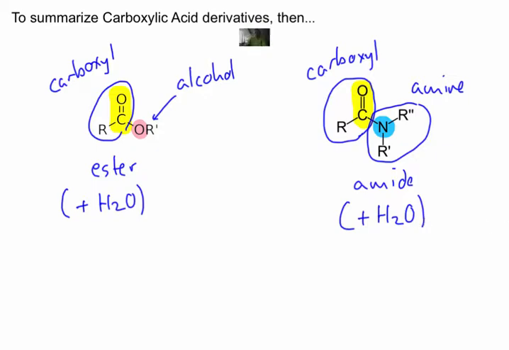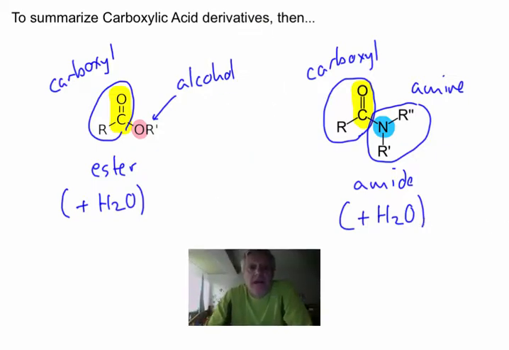So that summarizes the carboxylic acid derivatives, esters and amides. Both polar functional groups, both have somewhat complicated functional groups. But again, I think if you appreciate where the components in the name come from, you can quite easily name or draw these molecules. And that concludes this video.